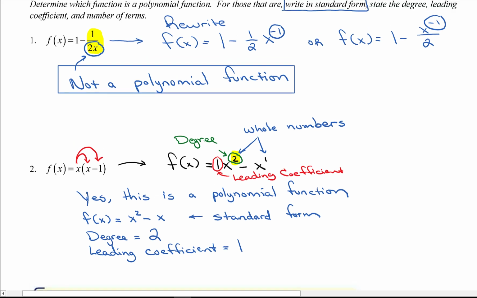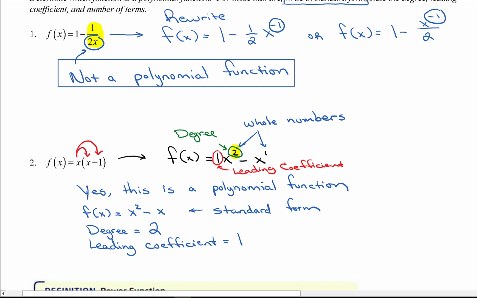And last but not least, the number of terms. Well, if you look, the number of terms are going to be separated by plus and minus signs. So I can tell that this actually has 2 terms in it because there's a minus sign separating 2 terms here. Or maybe another way to think about this, you could write it like this: f of x is equal to x squared plus a negative x. So that way you can see the 2 terms here. If I put a plus in between them, you can see that the second term is negative. So this one has 2 terms.